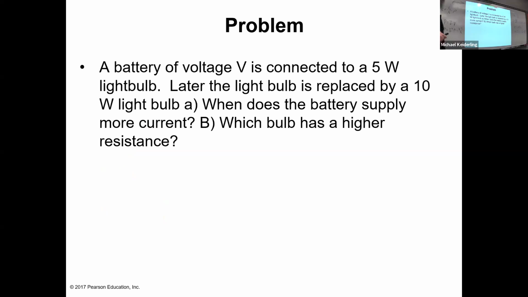So now we have a battery with a voltage V connected to a 5-watt light bulb. Later, the light bulb is replaced by a 10-watt light bulb. In which case does the battery supply more current? And which bulb has a higher resistance?